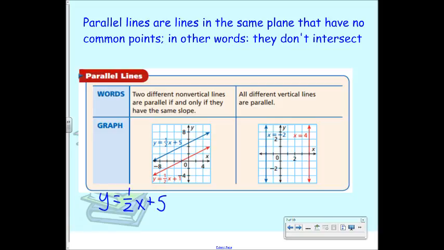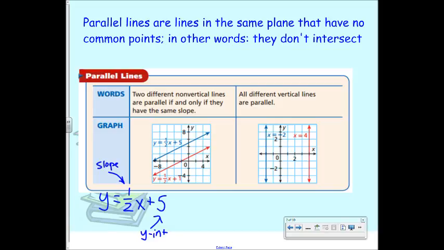What form is this in? y = mx + b. Does anybody remember what that's called? Is that point slope or slope intercept? Slope intercept. So this is slope intercept form. All right? If it's in slope intercept, that means which one of these is our slope? 1/2. So this right here is our slope. And this right here is our y-intercept, right? So it's where it crosses the y-axis.